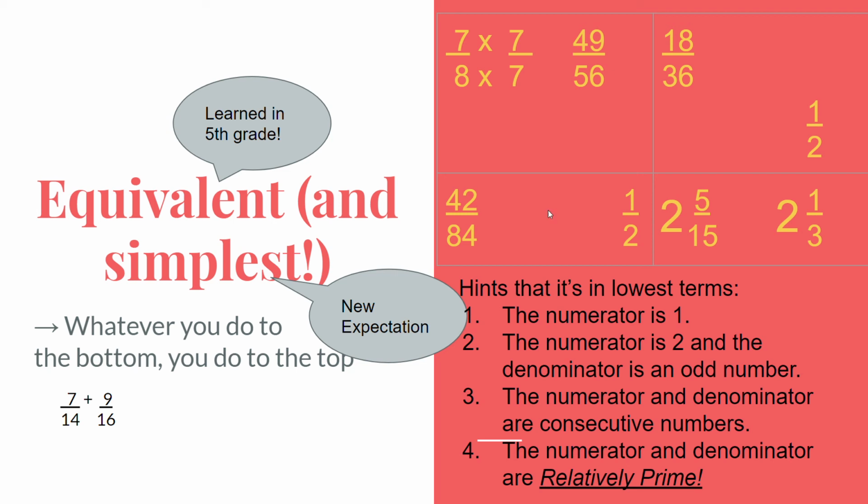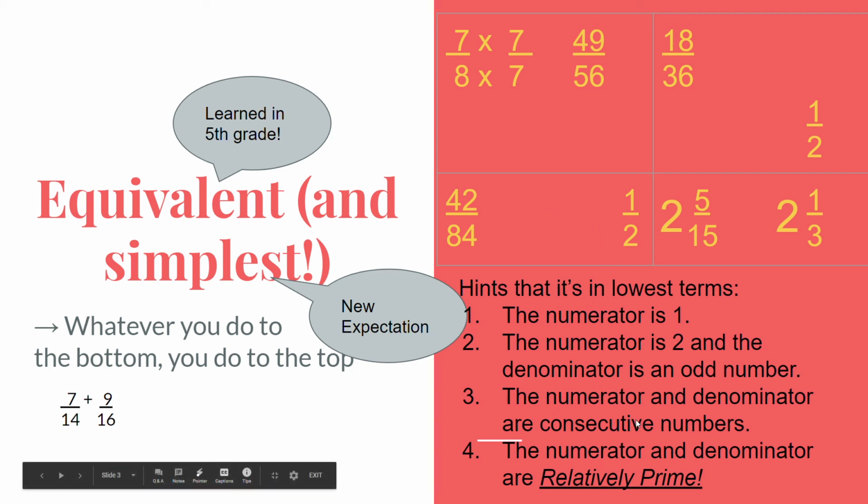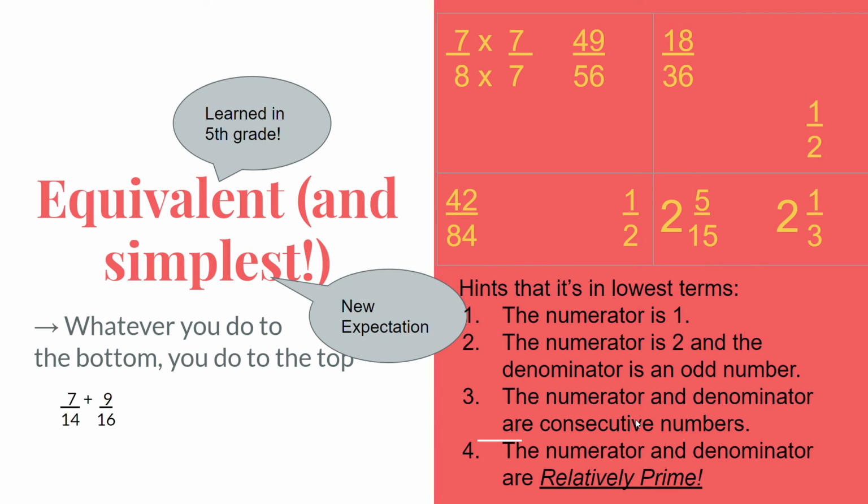So it's lowest terms. If the numerator and denominator are consecutive numbers, 3/4, 11/12, 30/31, all consecutive numbers, they will not have any common factors except for 1. That means they're relatively prime. That means that that is as small of terms as you can get. It is in lowest terms, simplest terms.